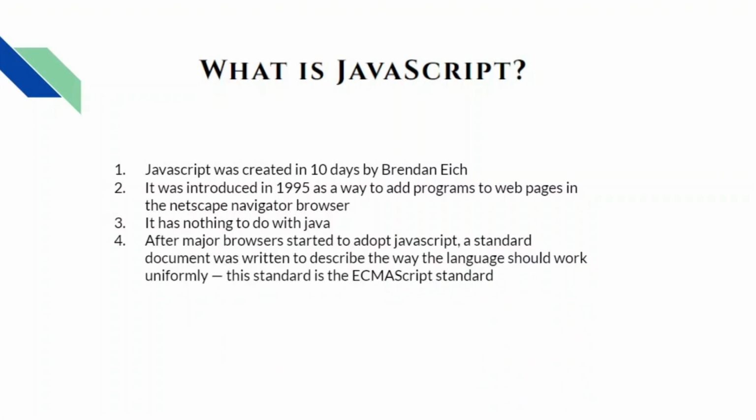After major browsers started to adopt JavaScript, a standard document was written to describe the way the language should work uniformly. This is the ECMAScript standard, and the name is also used to refer to JavaScript. You can call it JavaScript or ECMAScript; either works, and you see it out in the wild as ES6, ES7, ES8. It's still JavaScript. Now that more browsers than Netscape Navigator use JavaScript, there has to be a way to agree on a uniform standard.